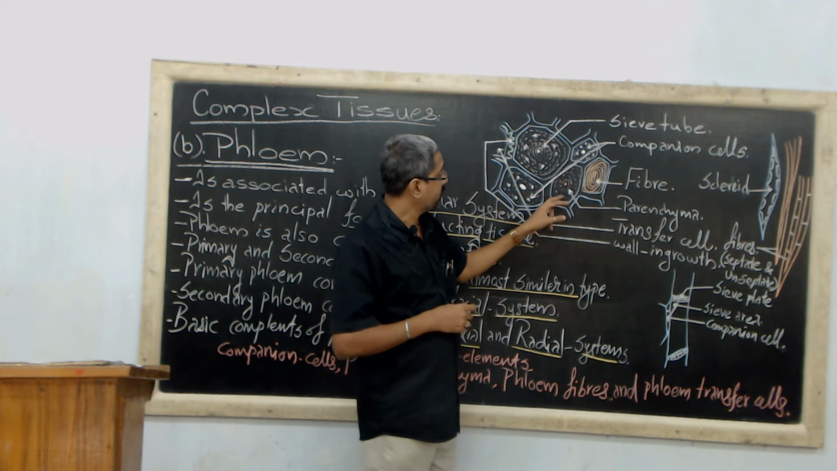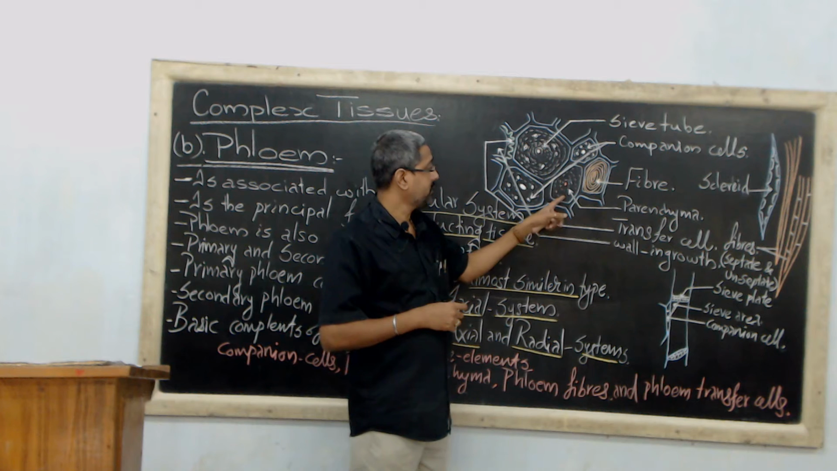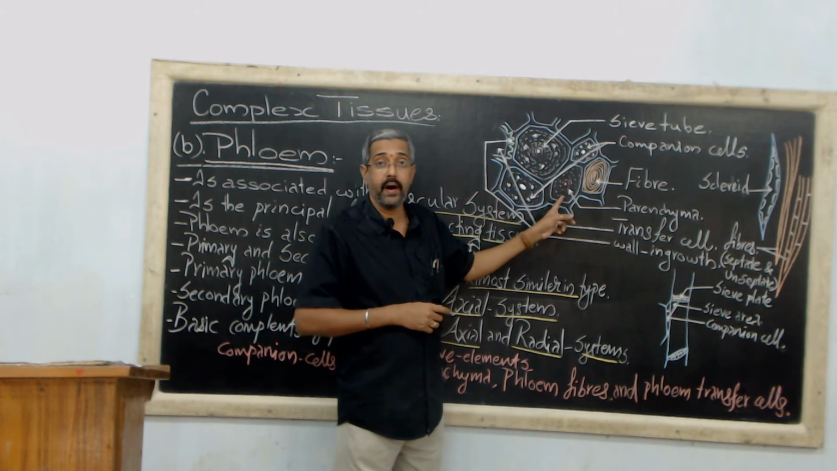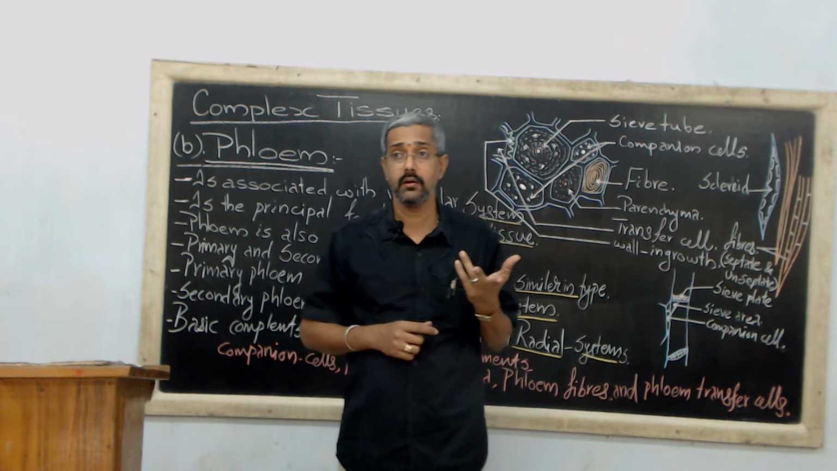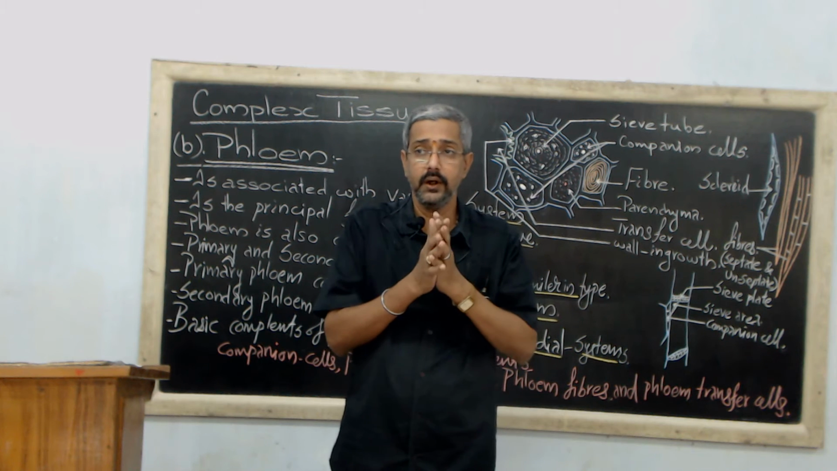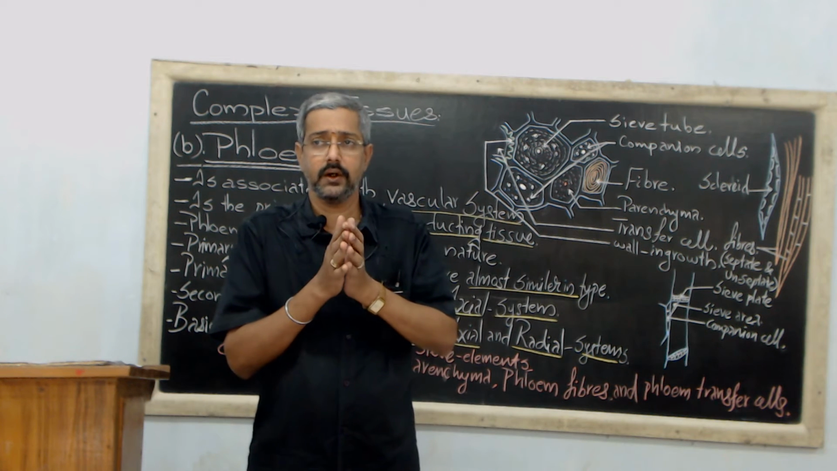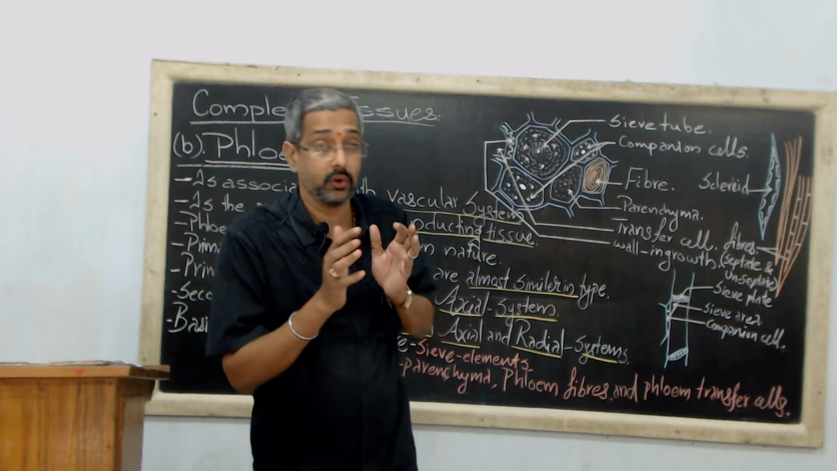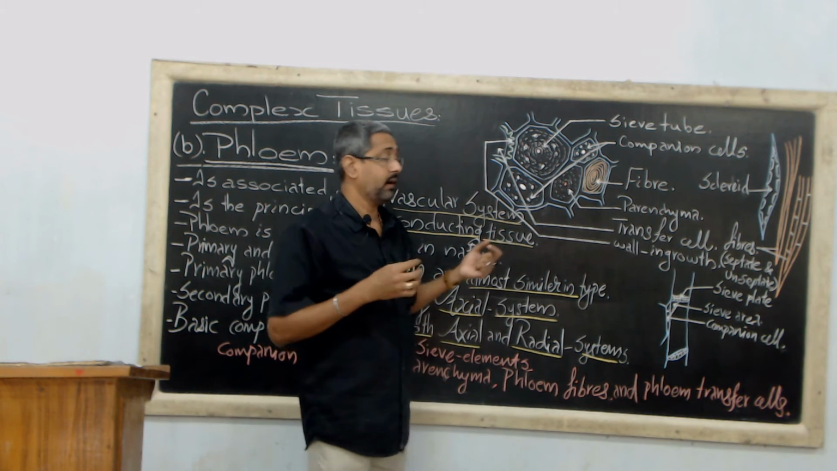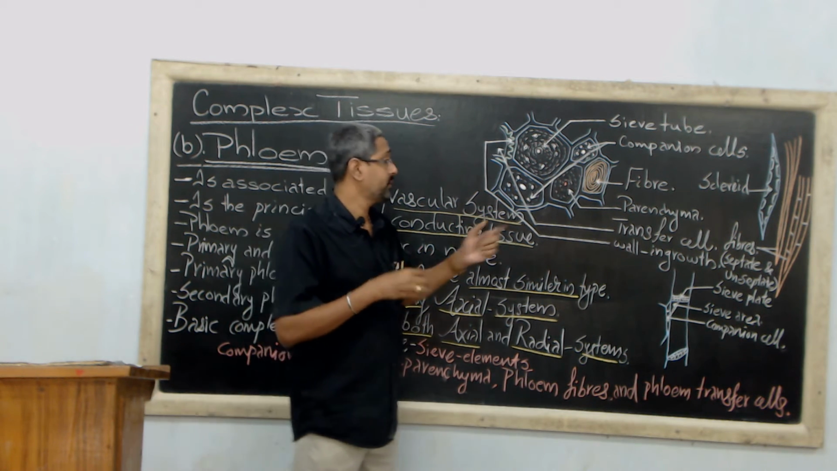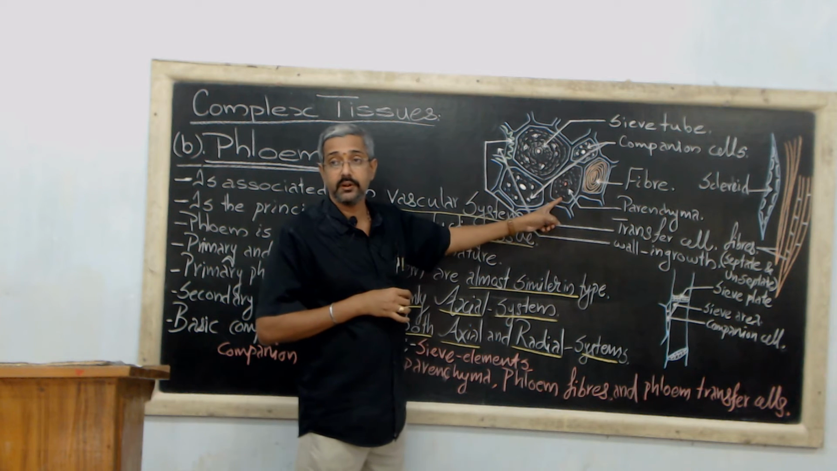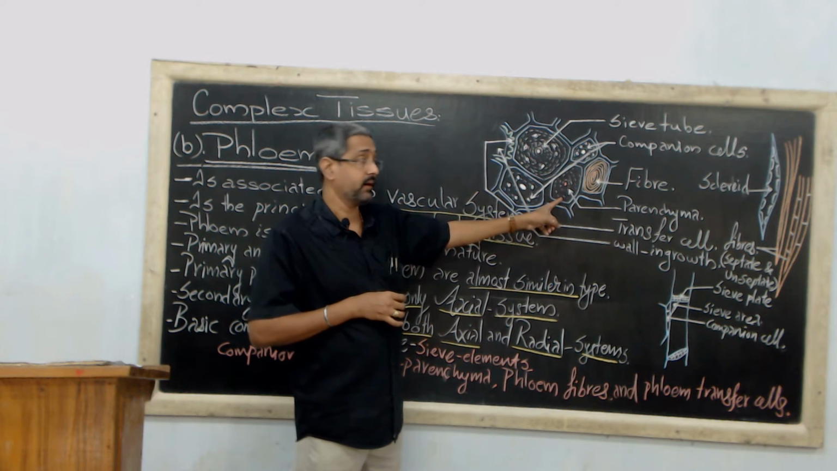In addition to the companion cells, we can see the phloem parenchyma. Parenchyma cells are generally concerned with the storage of food materials. So inside the phloem, some food materials are stored inside the parenchyma cells, which is called the phloem parenchyma.